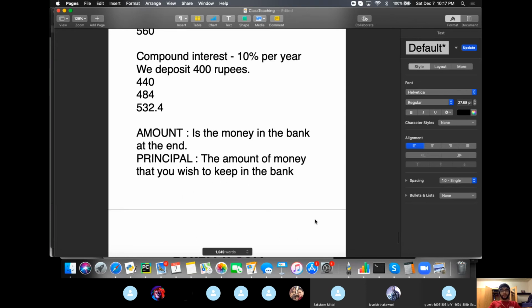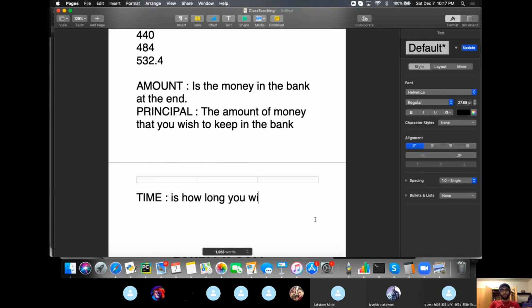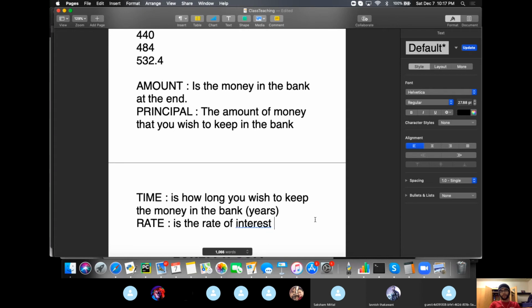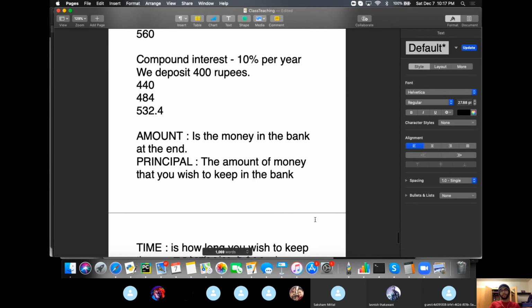Next, time is how long you wish to keep the money in the bank in terms of years or months or whatever. So let's say we do it in years for this class. And next is the rate. Rate is the rate of interest. So rate of interest is this percentage. Here the rate is 10.